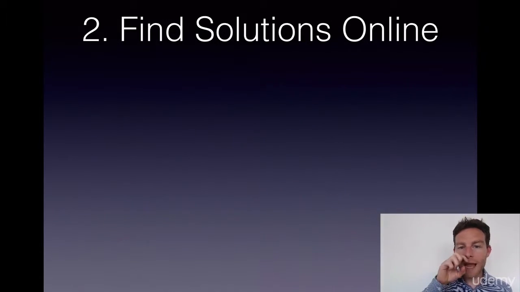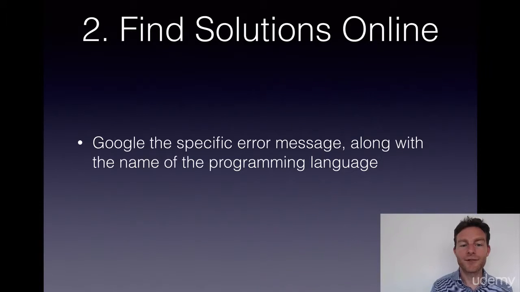Well, step 2, and this is what makes you a real programmer, is learning how to find solutions online. It's pretty straightforward, really. It is just Googling. My general approach is to Google the specific error message that you've got. And if you don't have an error message, then get one, either from the compiler, from the browser, from Xcode, whatever it is, and then Google that along with the name of the programming language. Almost certainly, at least one person, if not several people, have had that exact same problem, and there's probably a solution right there on Stack Overflow for you.